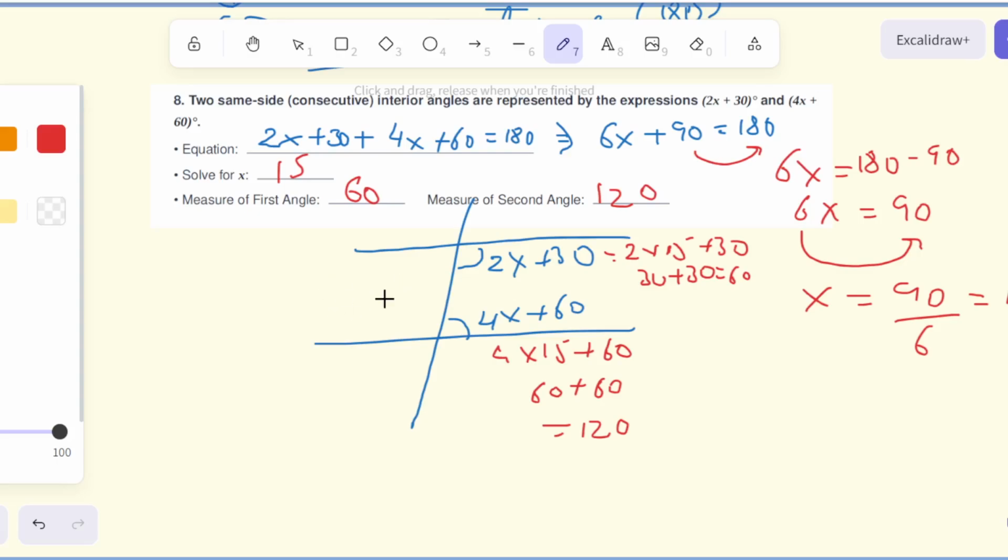Today we learned about different types of angles, and we worked on parallel lines and transversal. We have some more questions on parallel lines and transversal, and we'll do them in the next class, and then we'll move to a new concept.